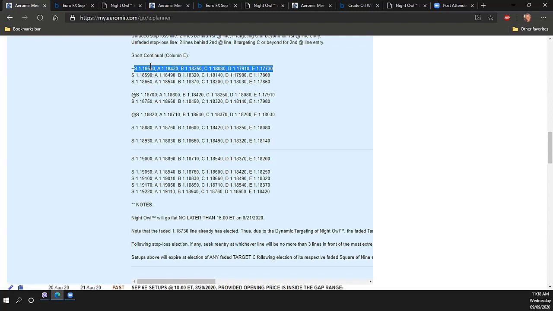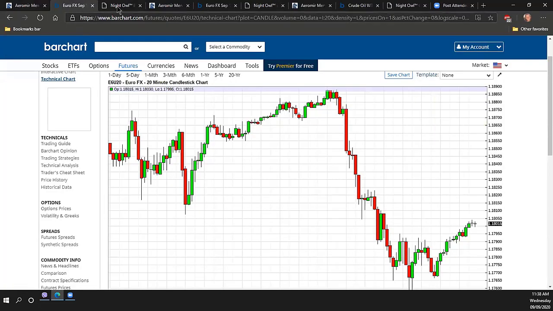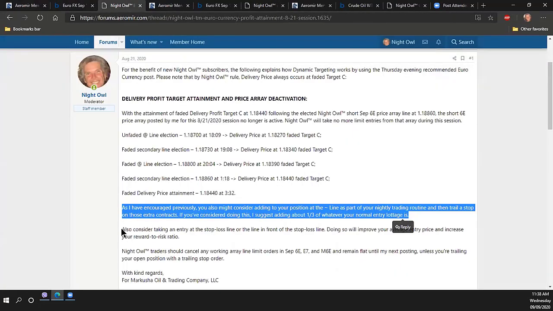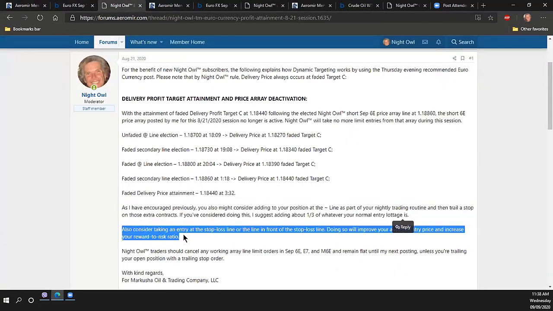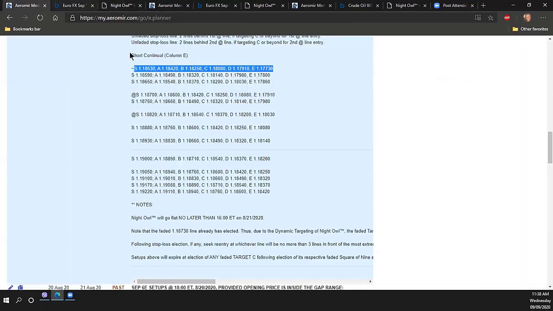I'm not comfortable in giving up that much, but it's there, and you can certainly use it for that purpose. The other note down at the bottom, this one I do utilize in my own trading. Consider taking an entry either on the stop loss line or the line in front. I do both. What does that mean?